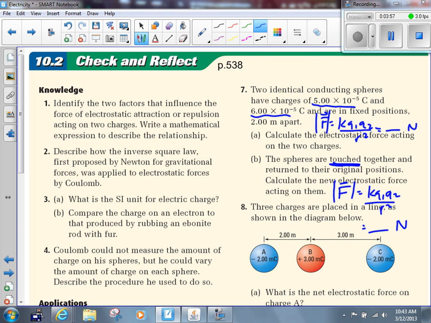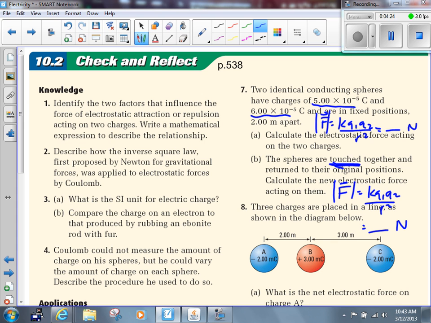Okay, that's a pretty key word right there. They touch together. When they touch together, what happens? If they're similar size, similar shape, which we can assume they are because they tell me they're identical spheres, right? What's going to happen to them? They're going to balance out, right? And if they balance out, they're going to balance out to be 5.5 times 10 to the minus 5. Right? 5 plus 6 divided by 2, average them out, works out to be 5.5 times 10 to the minus 5.